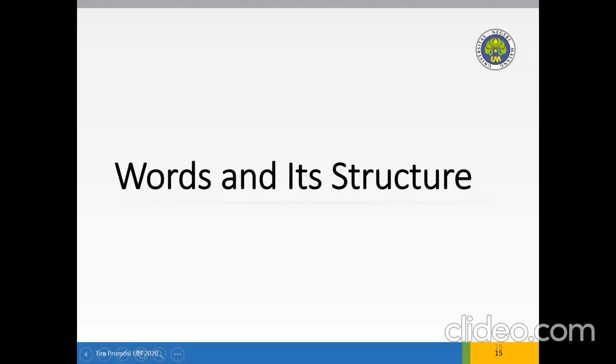Hello everyone. In the previous meeting, we learned about morphological typology and other ways of identifying words which are based on sound structure, internal integrity, meaning, and syntactic atoms. And today we will delve deeper into the study of words and their structure.